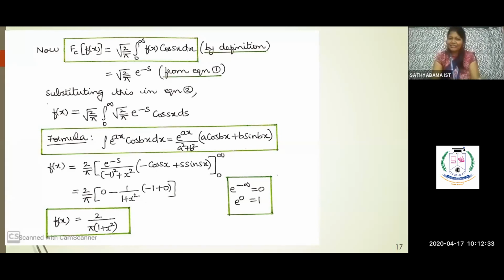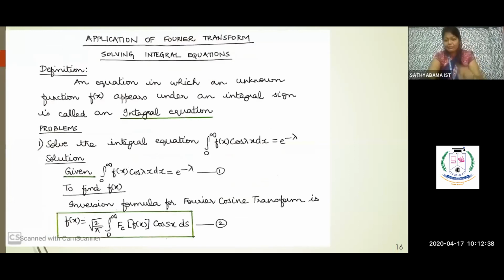Have you understood? So I'll just go through this quickly. We have to find f of x because we're asked to solve. We have to find the unknown function f of x. And which formula gives you f of x? This inversion formula. And why have I taken cosine transform? Because the question has cos. And then now this is f of x.